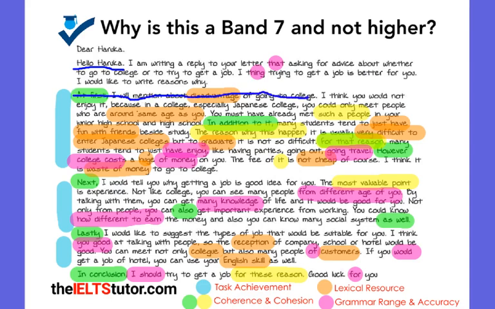I think you wouldn't enjoy it. Okay, now in a friendly letter, it would be more appropriate for you to use contractions rather than I think you would not enjoy it. It sounds more natural to use this in the contracted form. I think you wouldn't enjoy it because in college, especially a Japanese college, you could only meet people who are around the same age as you. Okay? All right, that's the first reason.